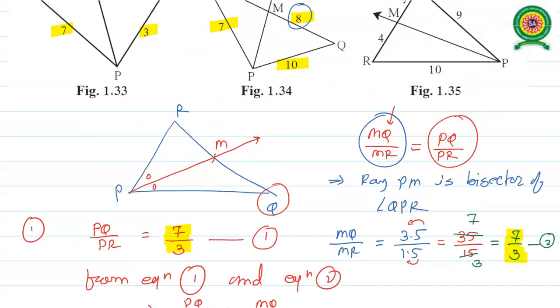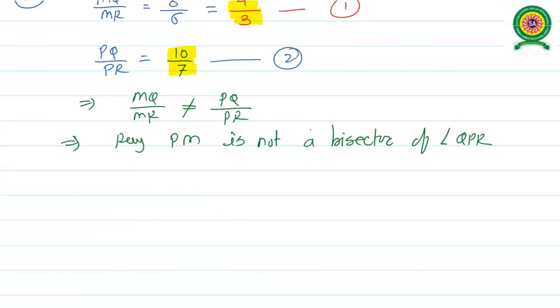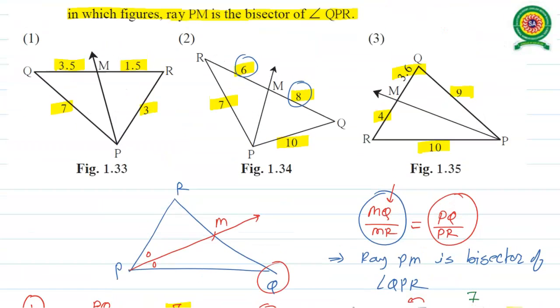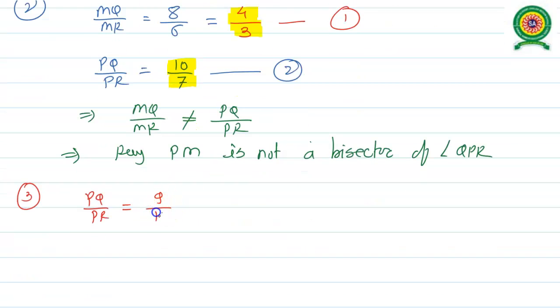Look at the third figure now. We have given PQ value as 9, PR value as 10, MR value as 4, and QM value equal to 3.6. So again, same thing, we are firstly finding the value of PQ divided by PR. What are the values of PQ and PR? We have 9 and 10, so there is no common divisor between 9 and 10. I would like to call it equation number 1.